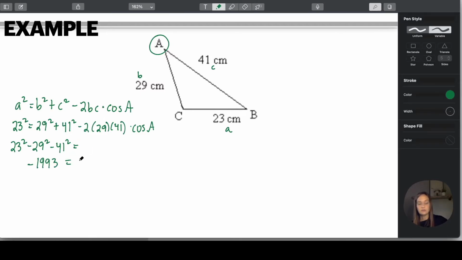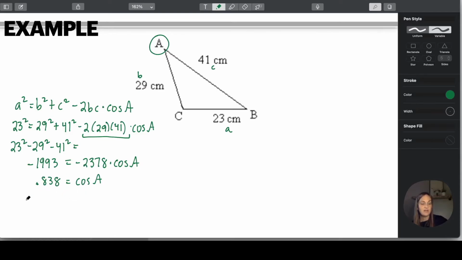That is equal to a negative 2378 times cosine of A. I had to multiply these together to be able to figure out the number that's in front of cosine of A. Now, to solve for cosine of A, I'm going to divide by 2378, and I will get a positive 0.838, because two negatives give you a positive.